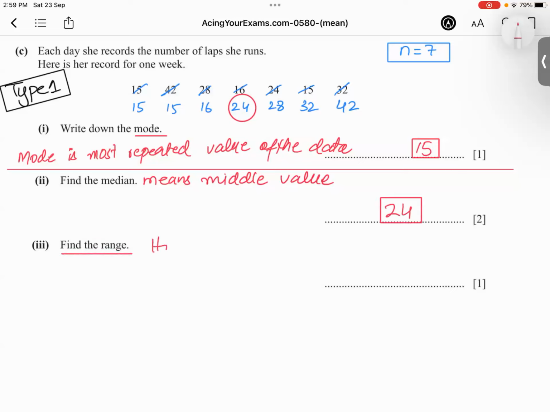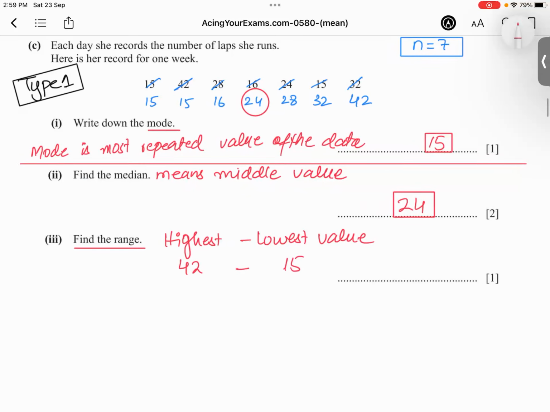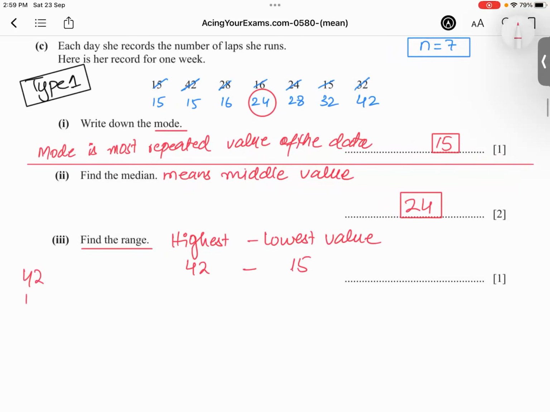Range means the highest value minus the lowest value of the data. So the highest value of the data is 42 minus the lowest value of the data, which is 15. So 42 minus 15: carry 1, 12 minus 5 is 7, and 3 minus 1 is 2. So the range of the data is 27.